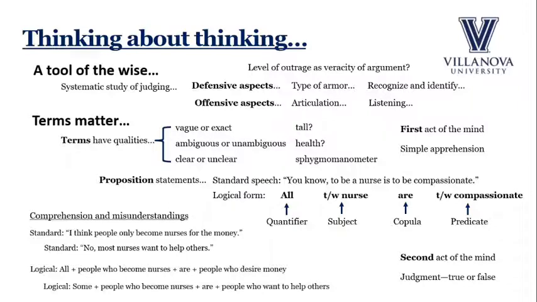And you could think about this almost systematically. We're looking at terms, we're using the right terms, and then we're putting something into a proposition. Because remember, what we're trying to do with using logic as a tool is the systematic study of judging and reasoning in order to arrive at a truth. So we want to get to a truth in the end.